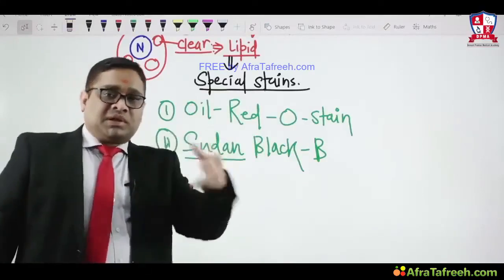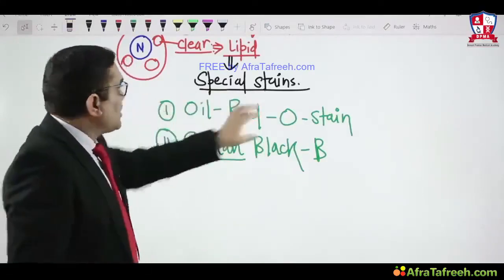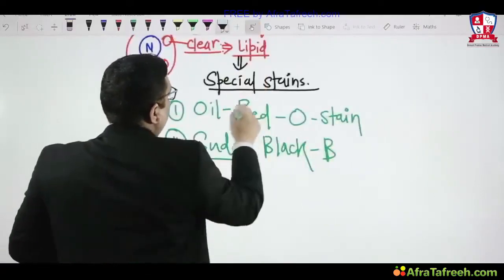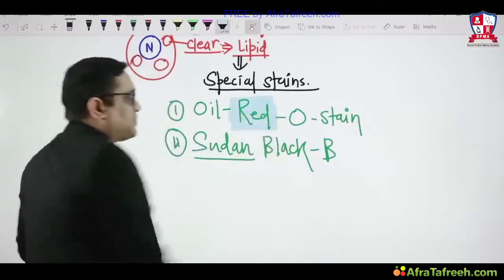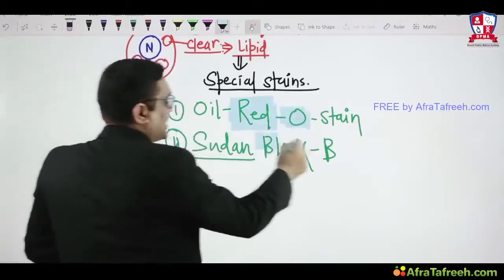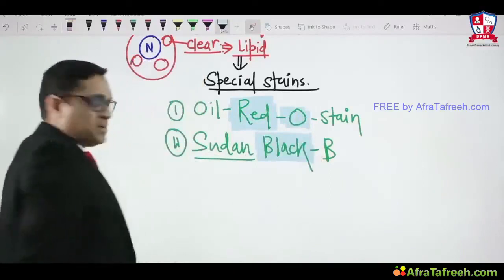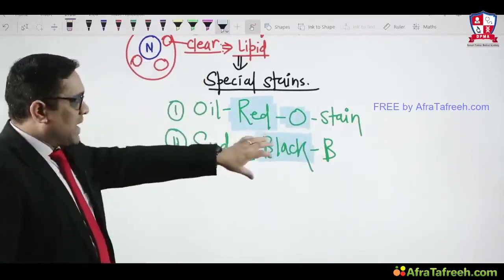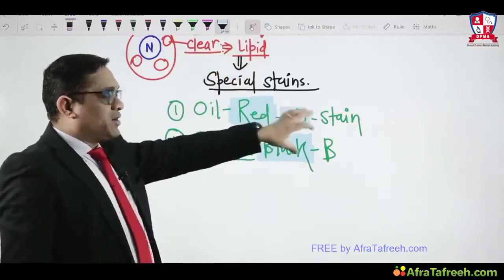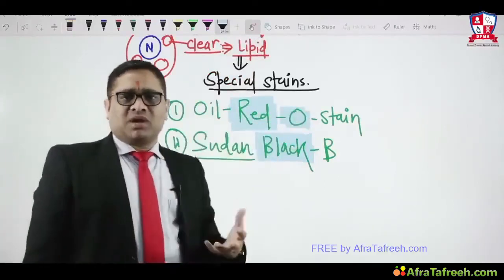What will be color of the lipid? When we are seeing oil red O, see the name itself is dictating what should be the color of lipid? Red color. Lipid will be red or orange, whereas Sudan black B, color of fat will be black. So fatty tissue will be black, whereas in case of oil red O stain, it will be red or orange color. This is how we will identify.